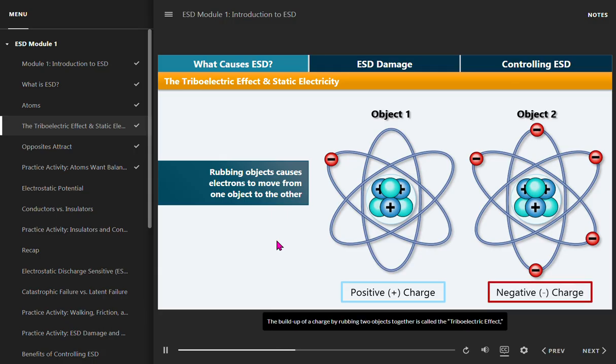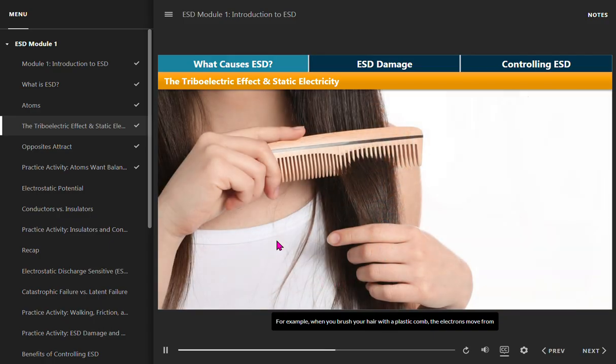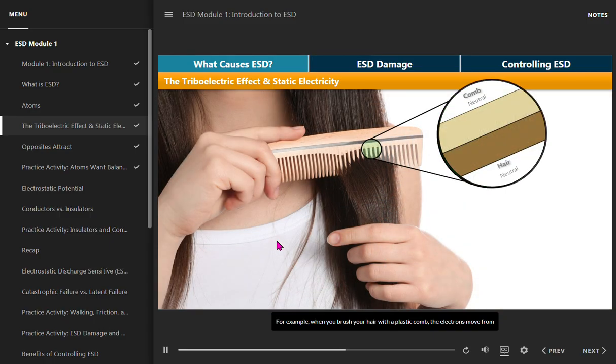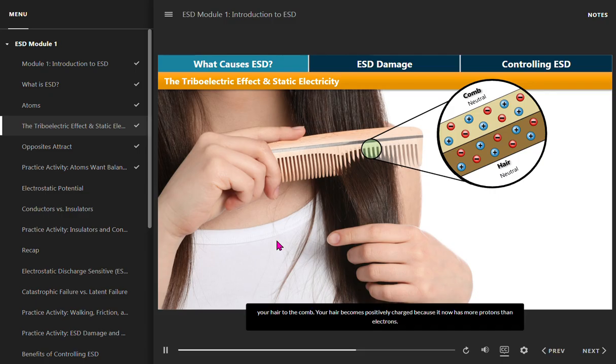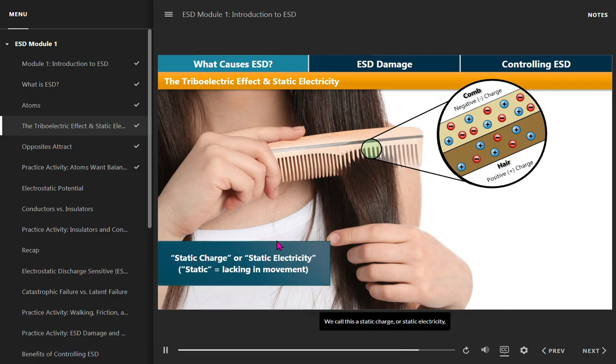The buildup of a charge by rubbing two objects together is called the triboelectric effect, because the word tribo means friction in Greek. For example, when you brush your hair with a plastic comb, the electrons move from your hair to the comb. Your hair becomes positively charged because it now has more protons than electrons. The comb, however, is negatively charged because it ends up with more electrons than protons. We call this a static charge, or static electricity, because the charges remain in one area.